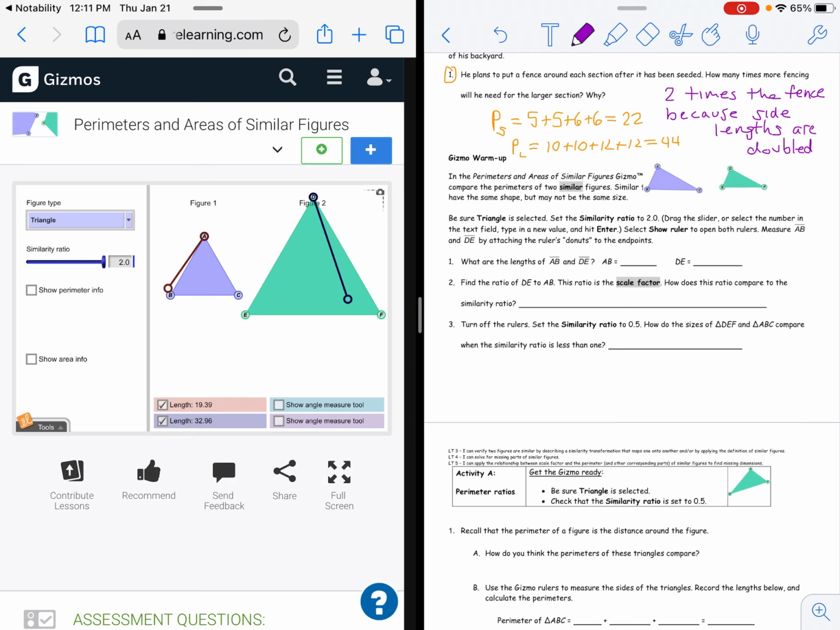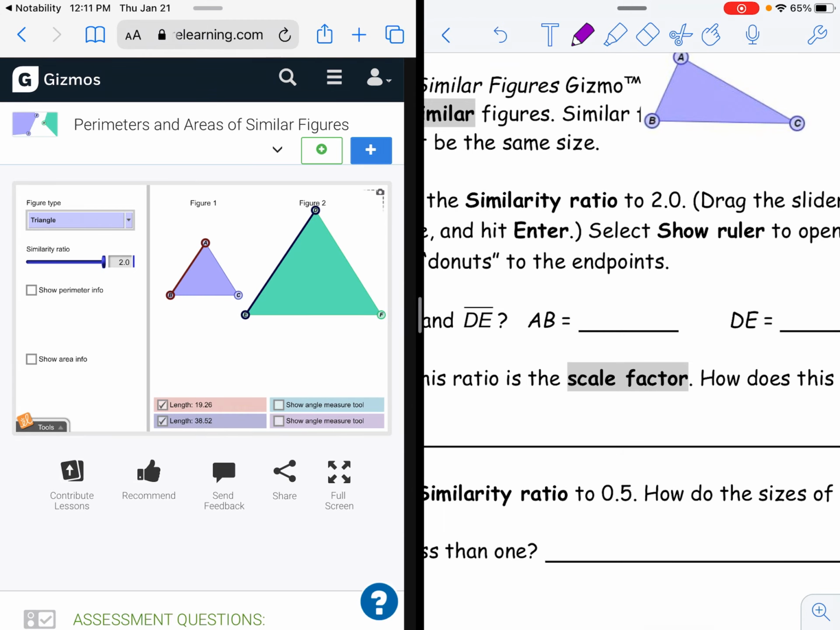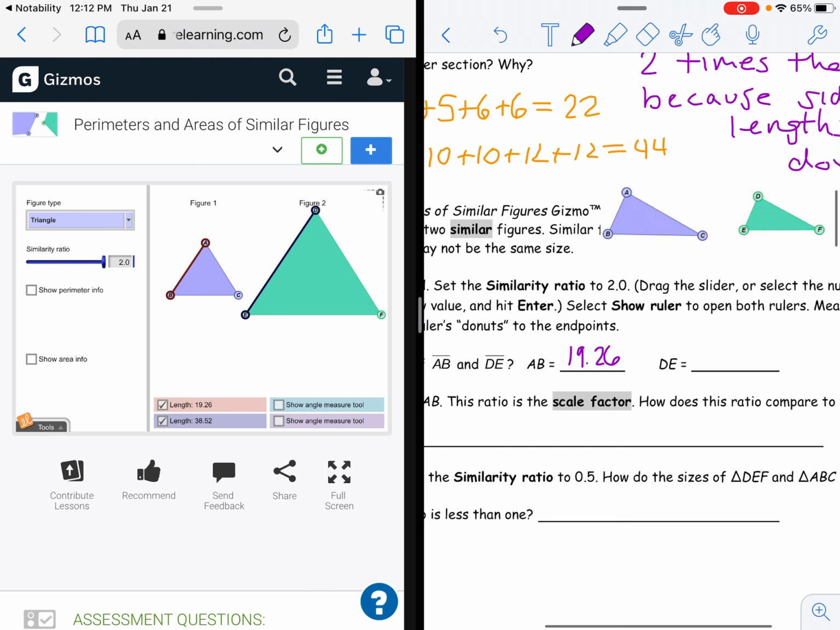Alright, so let's just see what happens here. AB, oops, and DE, and I kind of missed right there. It should have been like that. Alright, let's make this just slightly different. So what are the lengths? Well, AB is 19.26. The length of DE is 38.52.